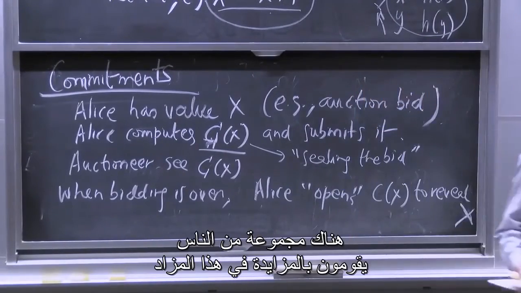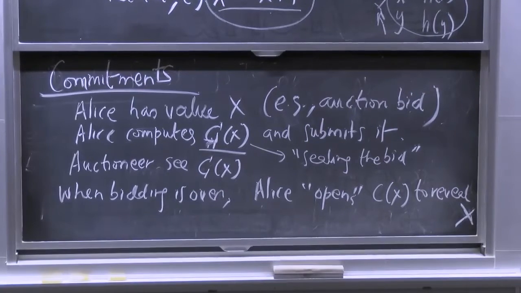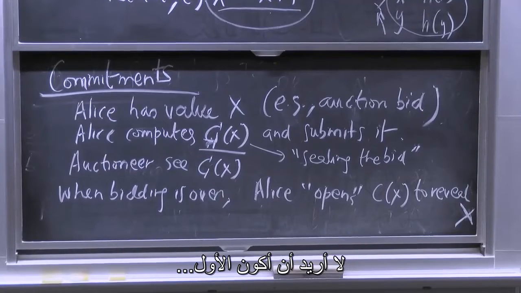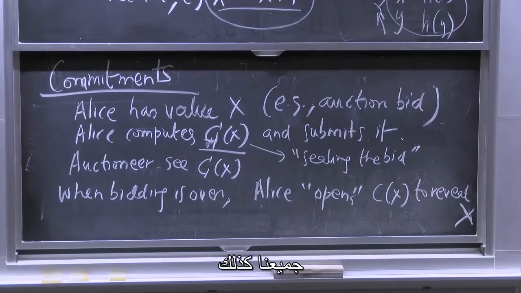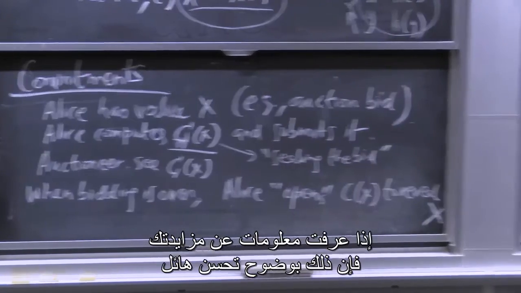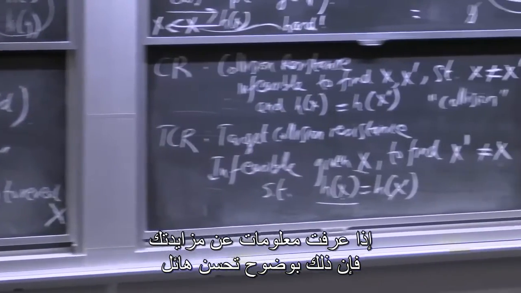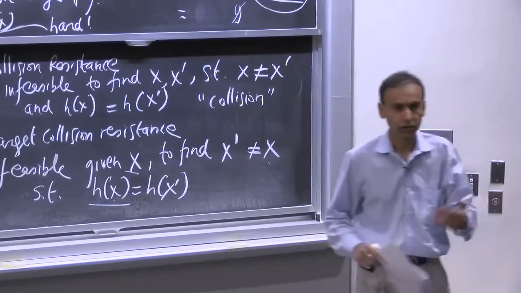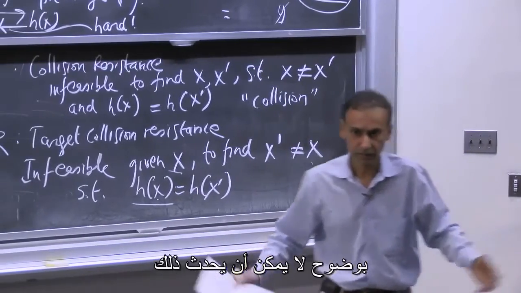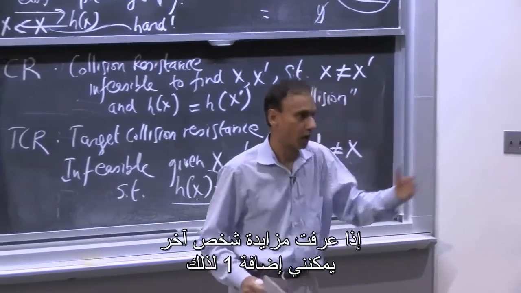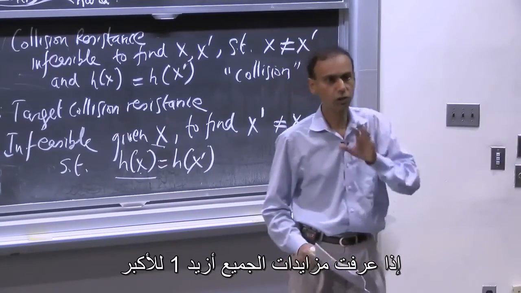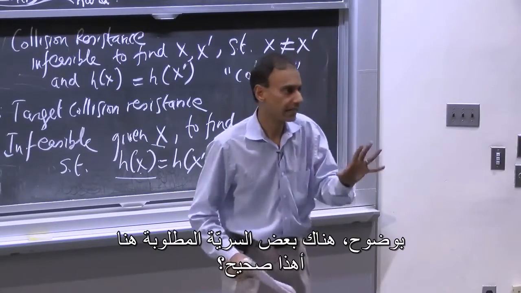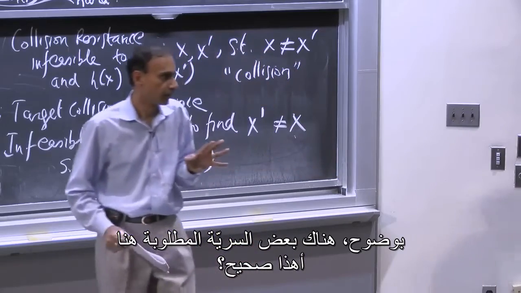So there are a bunch of people who are doing bidding for this auction. I want to be the first. I don't want to spend a lot of money, but I want to win. All of us are like that, right? If I know information about your bid, that is obviously a tremendous advantage. So clearly that can't happen, right? If I know one other person's bid, I just do +1 on that. If I know everybody else's, I'll just do +1 on the maximum. So clearly there's some secrecy that's required here, correct?